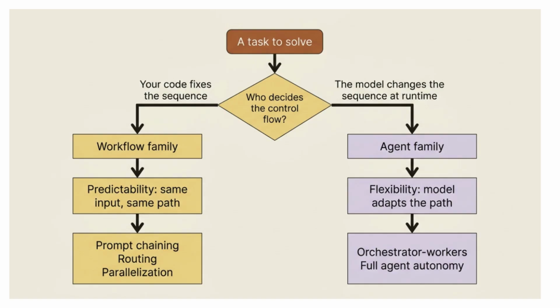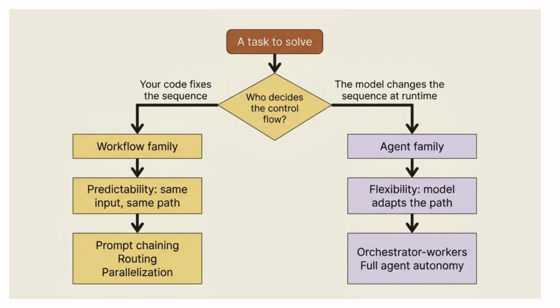The 2 families matter because they have opposite strengths. Workflows give you predictability. The same input walks the same path every time, which is what you want for well-defined tasks where surprises are bugs. Agents give you flexibility.